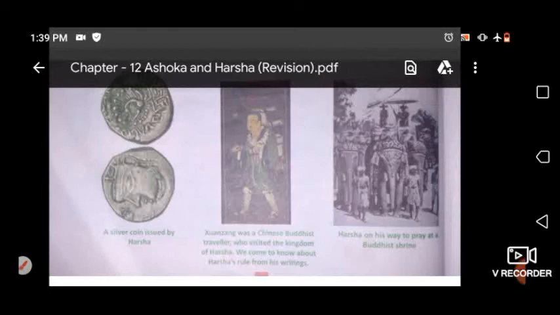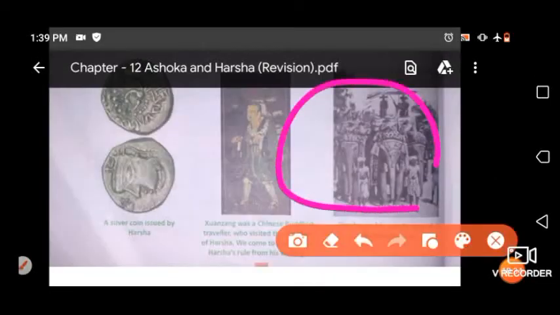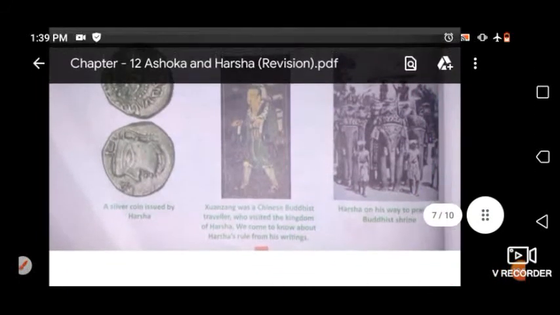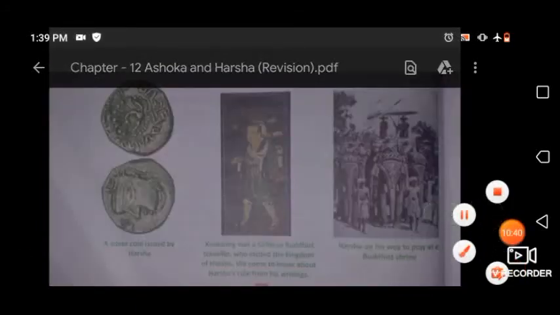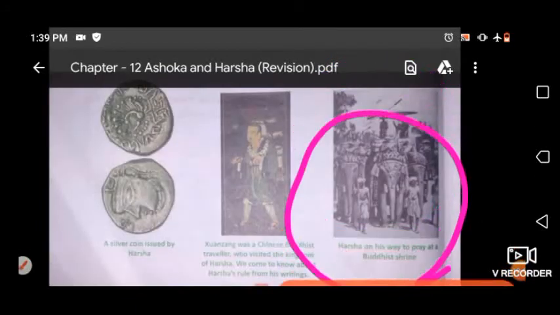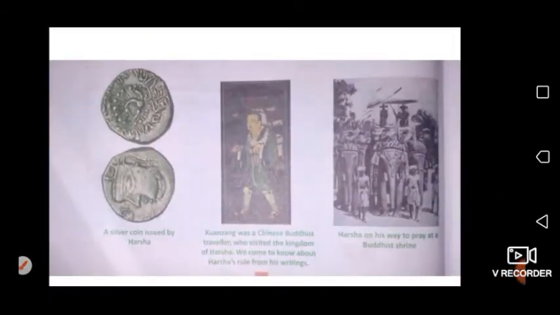In the next picture you can see Harsha on his way to pray at the Buddhist shrine. So Harsha was going to pray at the Buddhist shrine. So that's all about the explanation and the summary of this chapter, and now we are going to move on to the exercises of this chapter.